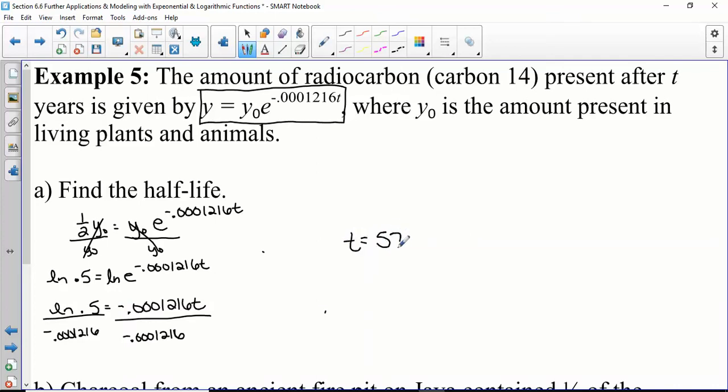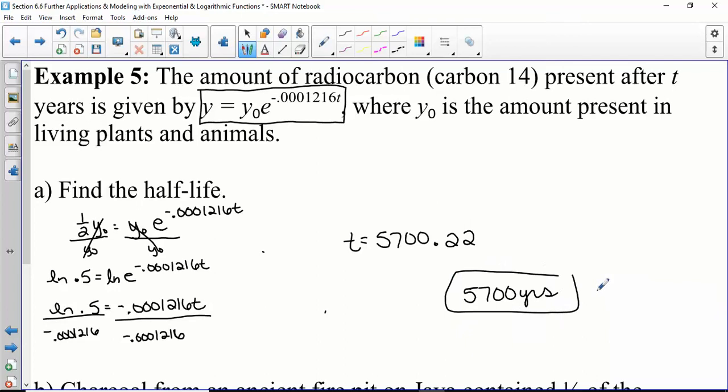And my time, I might ask you if I said round it to the nearest year. This is 5,700 years before this happened. So just watch the directions on how to round.